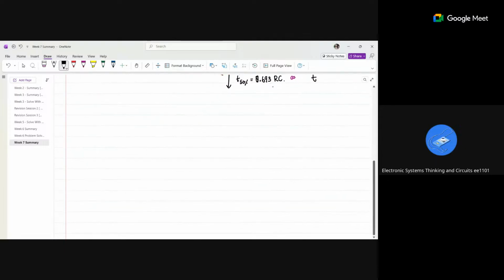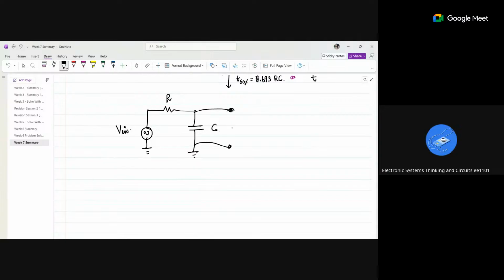Then the same circuit we will take: R and a capacitor C connected across it. This is my Vin, and I am going to measure Vc of t. Here also given Vc of 0 minus is equal to 0. But here, instead of a step input, I am going to give a sine wave, and I am going to read how my output will be.